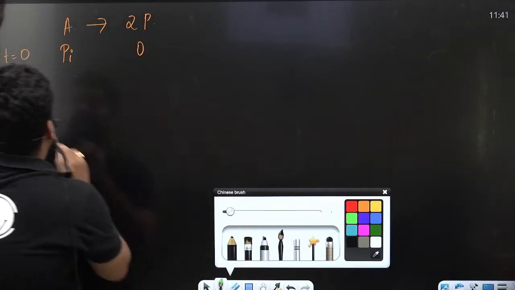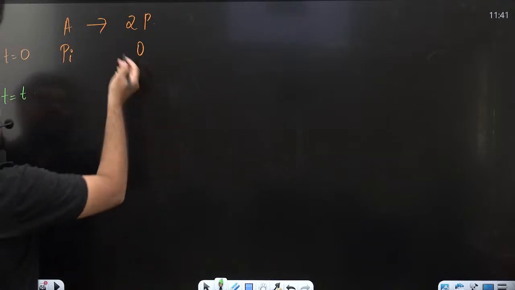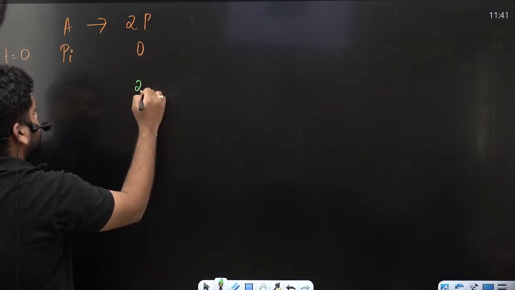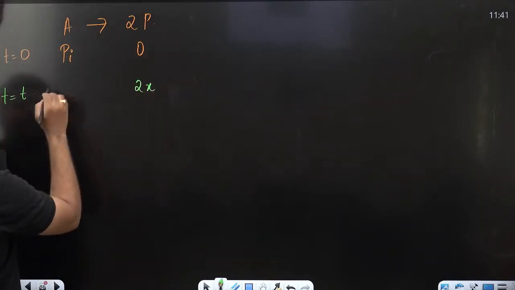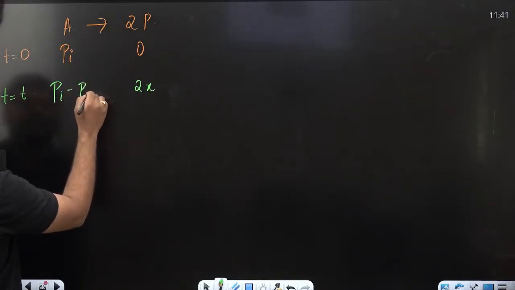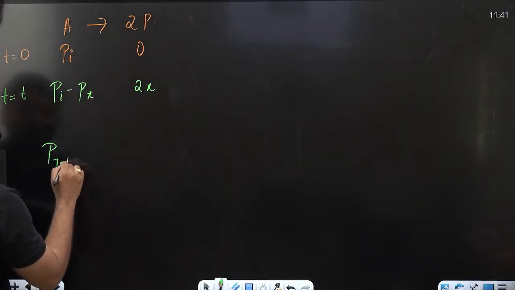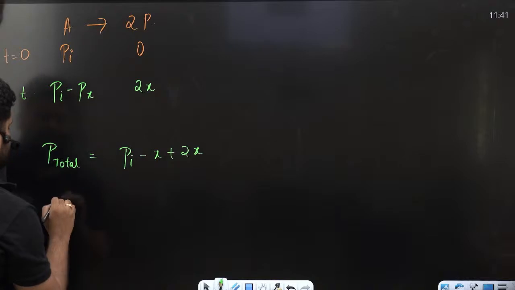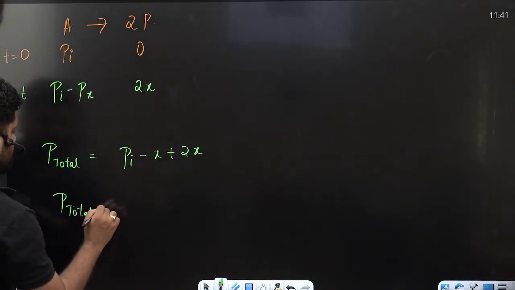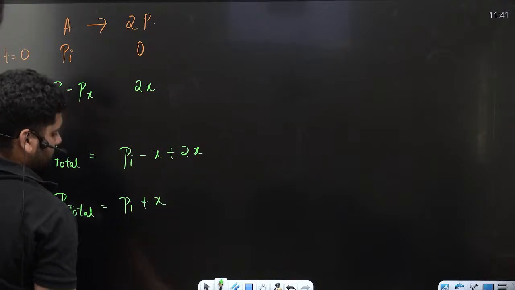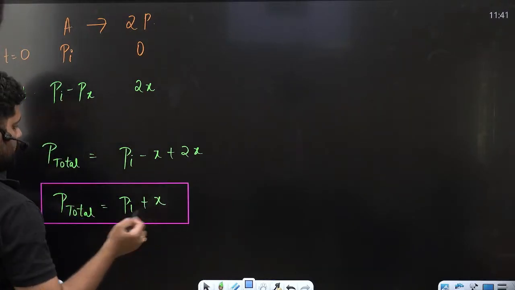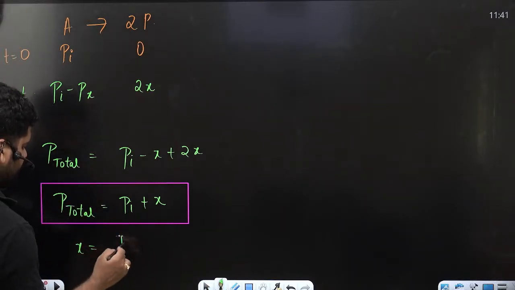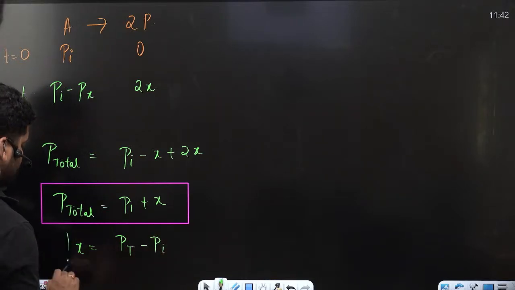Now, at time t, let us say the reaction is moving in the forward direction. The pressure of P would increase by 2x. How much is left over here? Pi minus x. Okay. So P total is going to be Pi minus x plus 2x. This would be P total is equal to Pi plus x, right? So this is the value of P total. Now from this we can get the value of x. x is equal to Pt minus Pi.